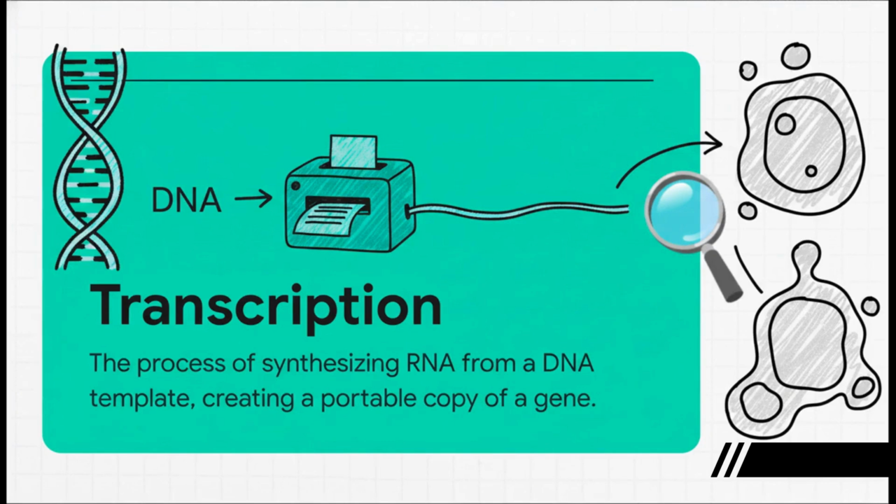The cell creates a handy temporary copy of one specific gene. Now, this copy isn't DNA. It's a different molecule called RNA. That's ribonucleic acid. This little RNA molecule is the messenger, the authorized copy that gets a hall pass to leave the library and carry those vital instructions out to the protein factories.